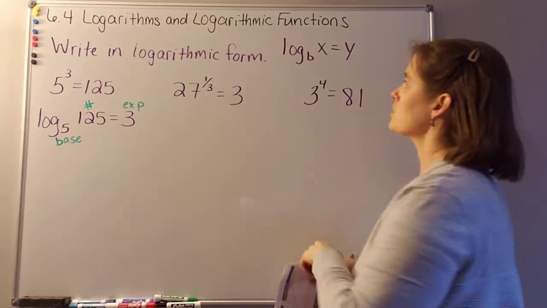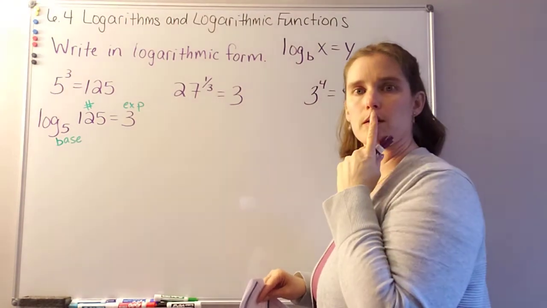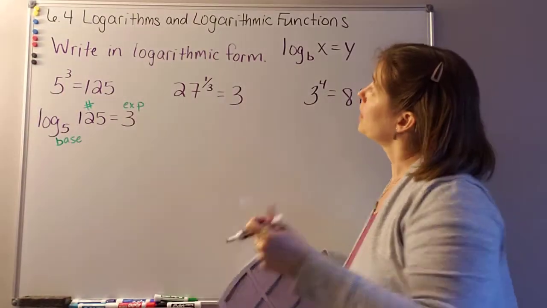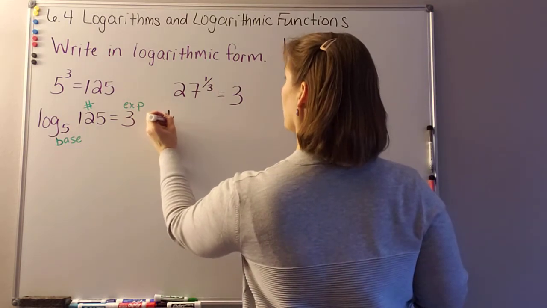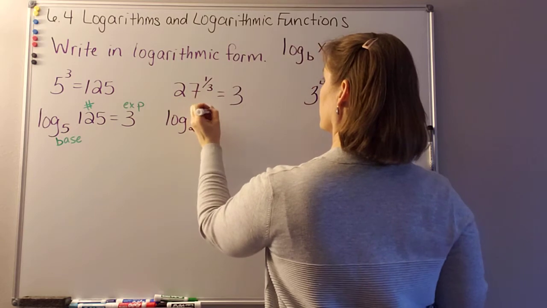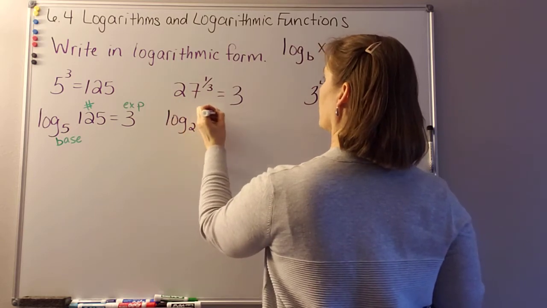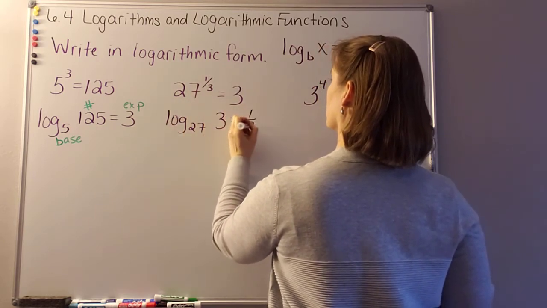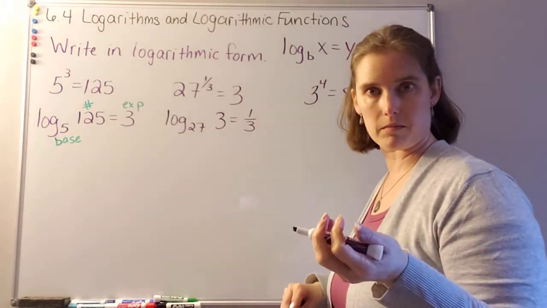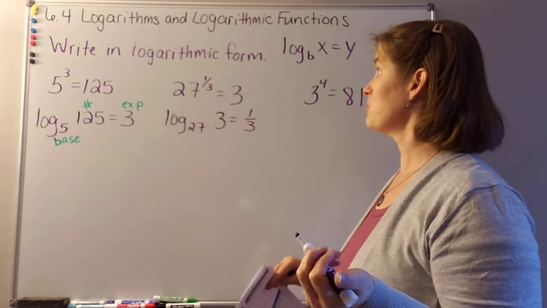All right, so let's look at this one. Oh, a 1/3 power. Oh dear, whatever are we going to do? I think we'll be okay. All right, so we write down our base, log of 27. The base 27 log of 3 is 1/3, because really a 1/3 power means we're taking the cube root of something. Okay, and what's the cube root of 27?